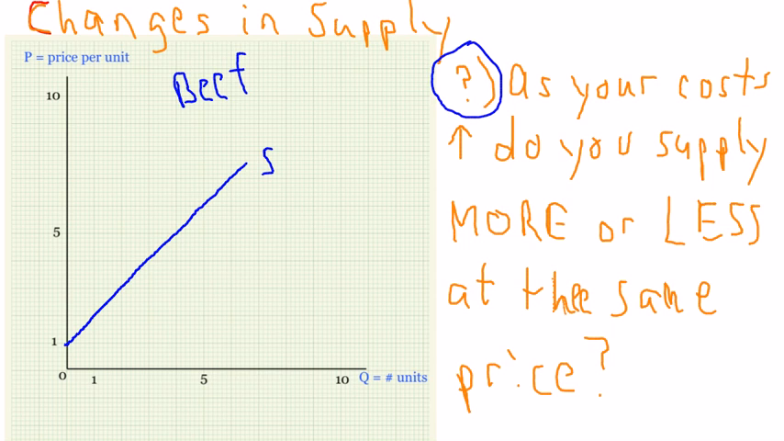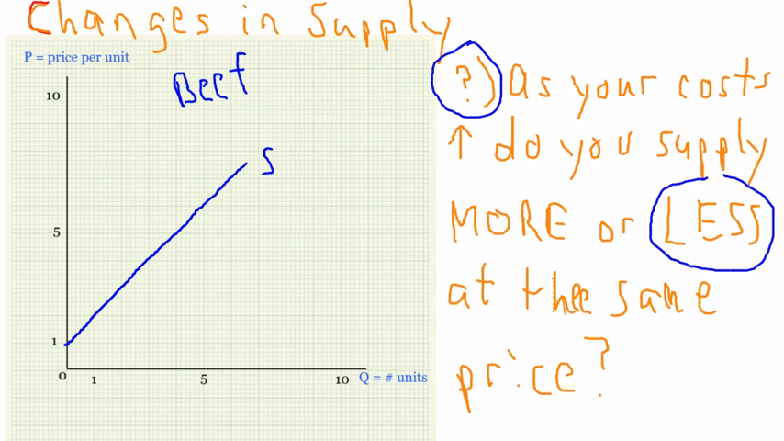And I'm going to teach this by asking you this question. Suppose that you sell beef, and as your cost of producing beef rises, do you supply more or less at the same price? So you're getting the same price for beef, your costs now go up. Intuitively, do you supply more or less? You probably immediately think less, and that would be right.